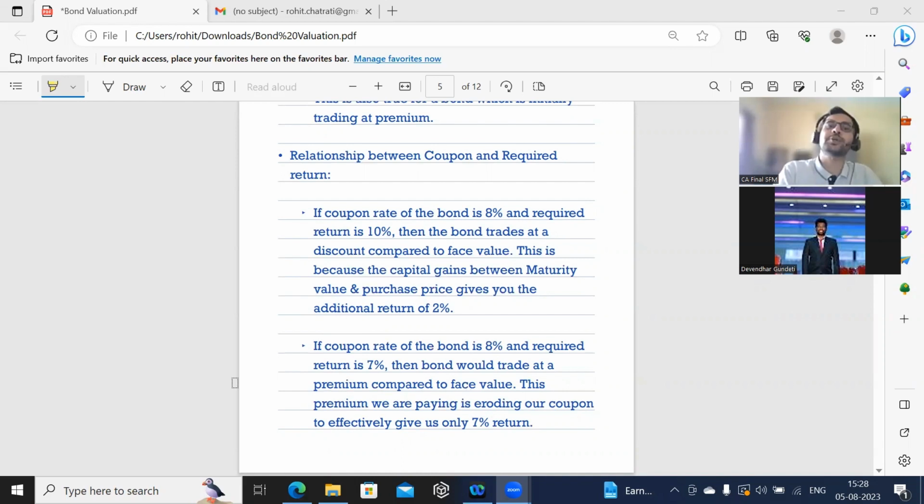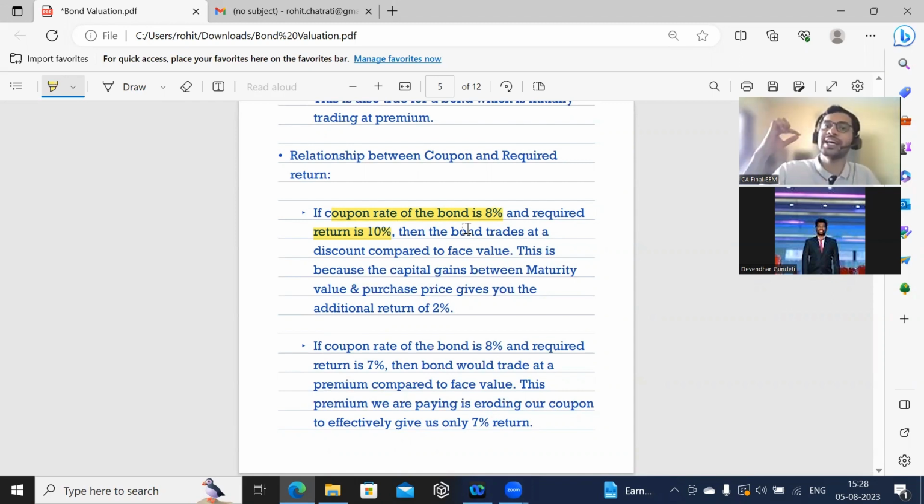Let us take a situation where the coupon rate is 8% and your required rate of return is 10%. Let's say I am the company and you are the investor. What I am paying you is 8%, whereas your required rate of return is 10%. Then the bond will trade at a discount.